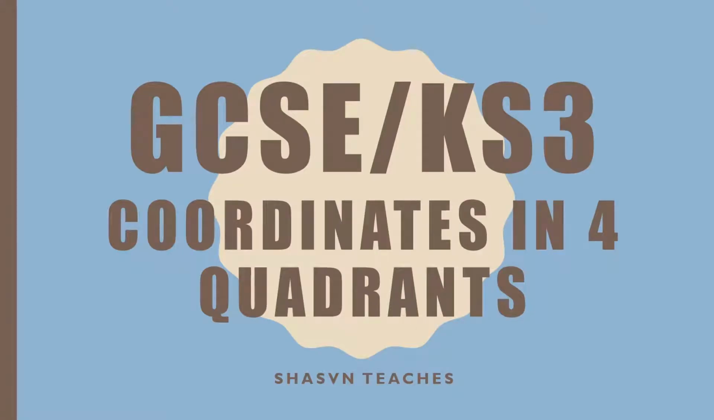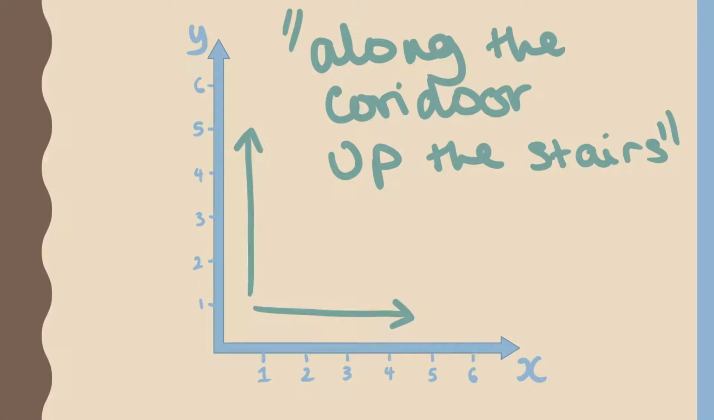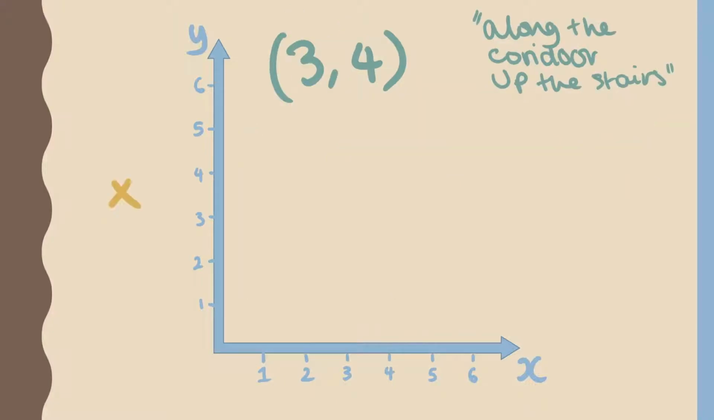In this video, we're going to be looking at coordinates in 4 quadrants. In order to plot a point, we know the phrase "along the corridor and up the stairs," meaning along x and up y. Knowing this, let's plot this. So here we have our point and we want to place it in that coordinate. We go along the corridor to 3 and we go up the stairs to 4. This is our point.